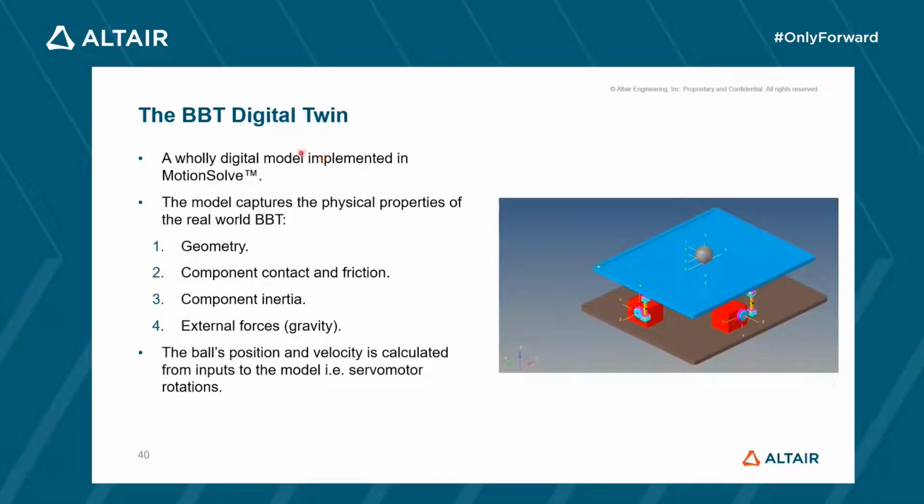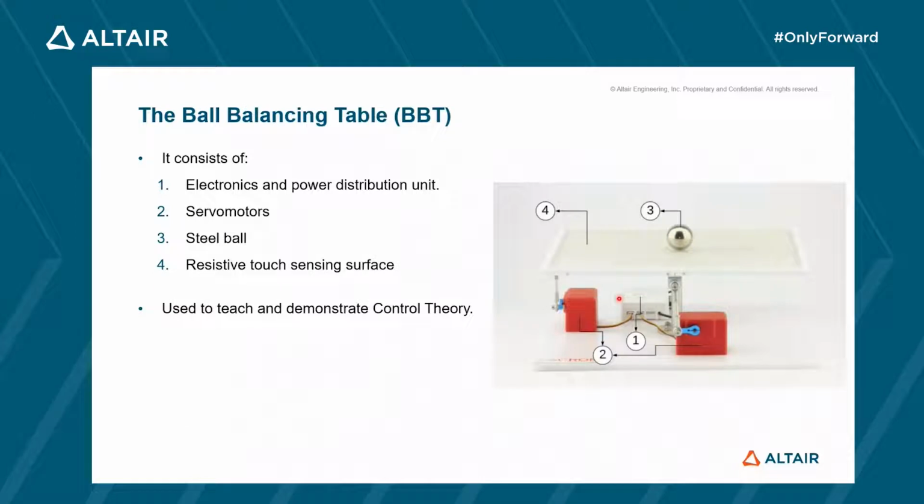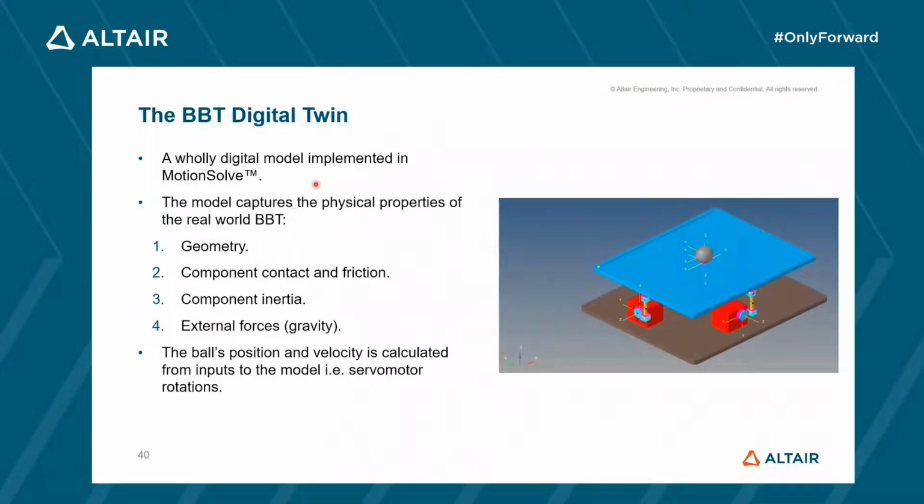And now we move on to discussing what a digital twin is. So we have a real world system, which is the ball balancing table, and this we can acquire data from, which is how the ball moves and with what velocity based on how the servo motors are positioned. But we also have an entirely digital model of this. And this was available in the contest as well last year, if I'm not mistaken.